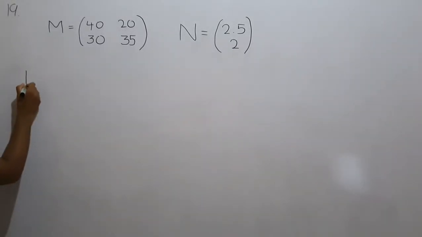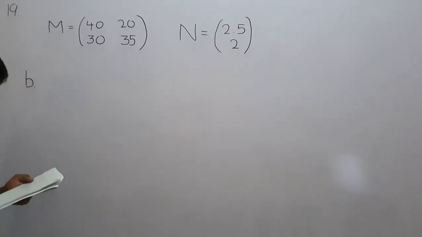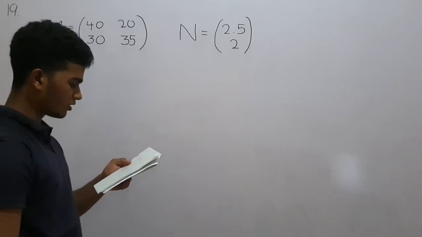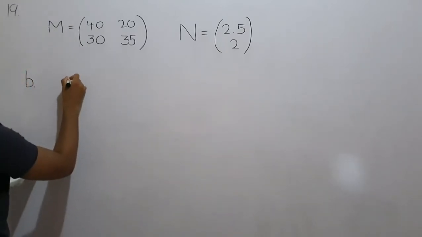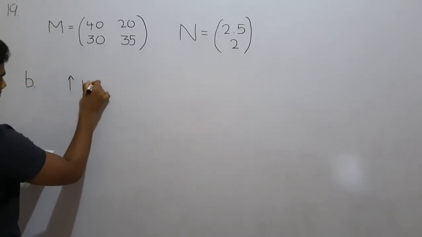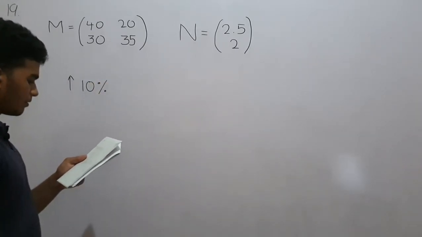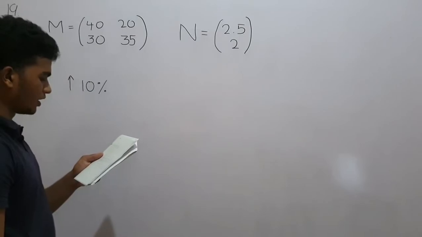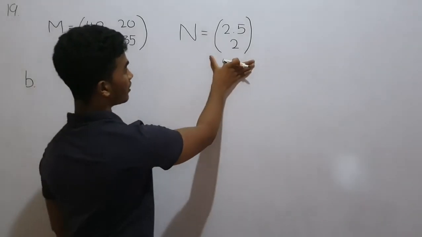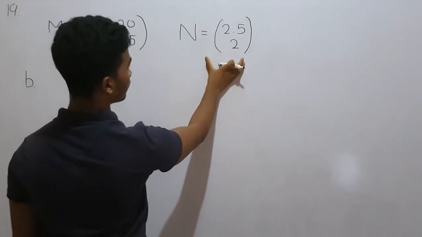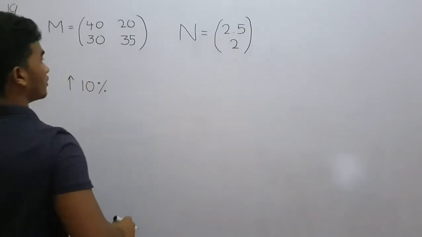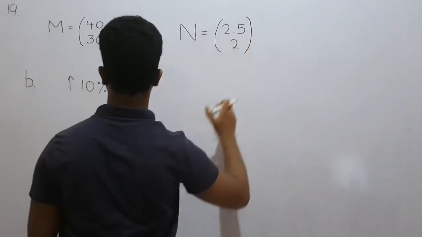Part B. The museum increases the cost of tickets by 10%. Complete matrix P to show the new ticket cost. So N was our matrix for the cost of the tickets. This is for adults and this is for children.